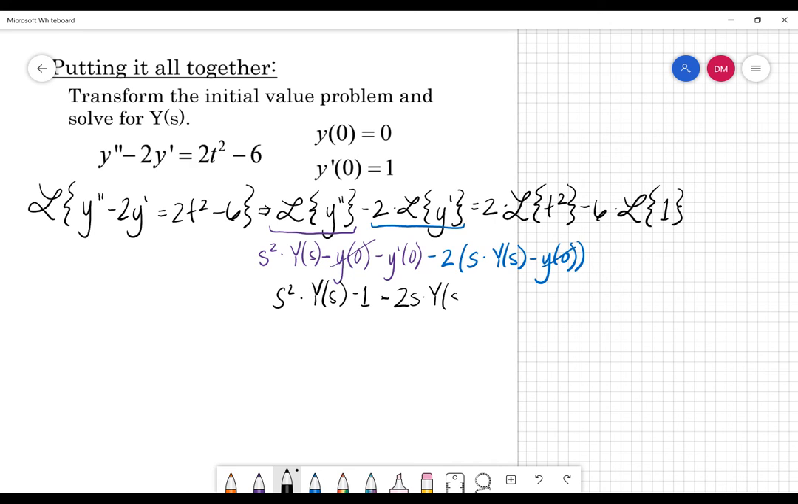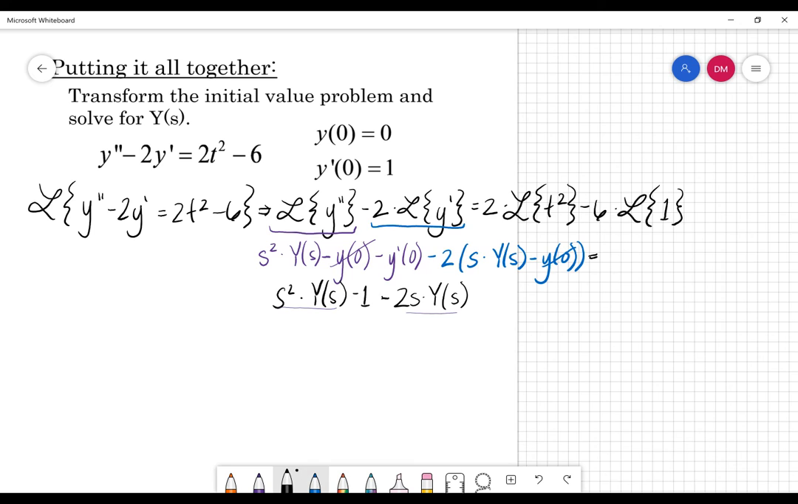capital Y of s. So basically what we have here, and I wrote this with multiplication, it's probably a little bit better practice to just squeeze this together to s squared Y of s and then minus 2s Y of s, because basically we're going to take a look next at these like terms right here. Okay, but first I'm going to go ahead and just work on the other side of my equal.